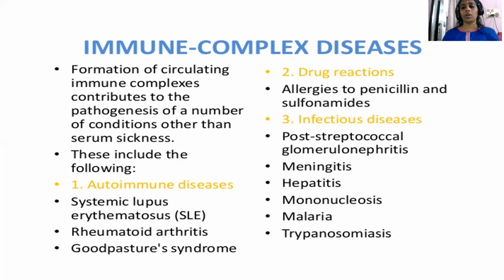Drug reactions, such as allergy to penicillin and sulfonamides, are also examples of drug-based immune complex reactions. Infections can also result in immune complex reactions, like meningitis, hepatitis, malaria, trypanosomiasis, and post-streptococcal glomerulonephritis, which is led by infectious diseases.